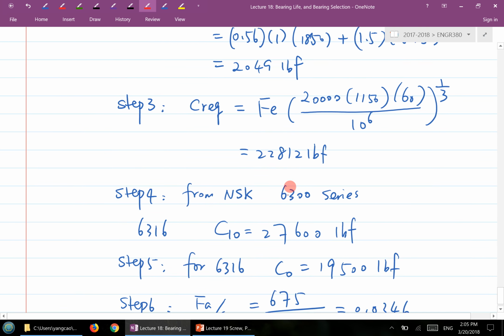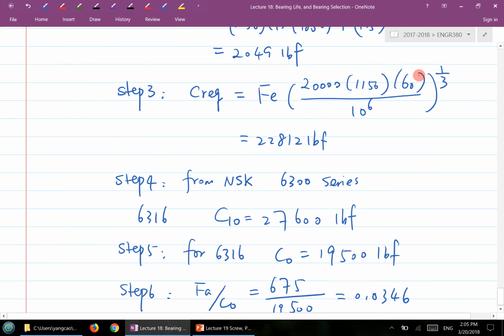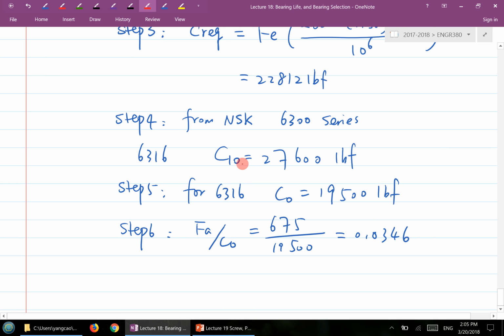So let's say we decided to use an NSK catalog, and we decided to use the 03 series ball bearing. We pick the 16 millimeter ball size, which is marginally bigger than 3.1 inch. So from the first iteration, we picked this bearing. From the table here, the bearing has a dynamic load rating of 27,600 pound force, and for the same bearing, the static load rating is 19,500 pound force. Let me maybe open up the bearing catalog.